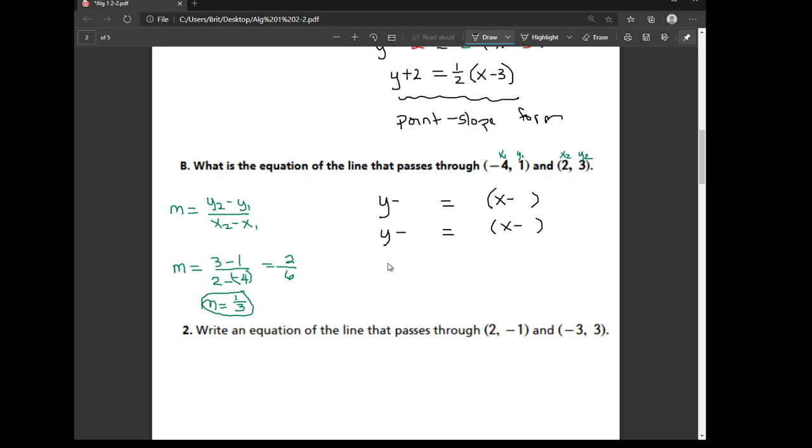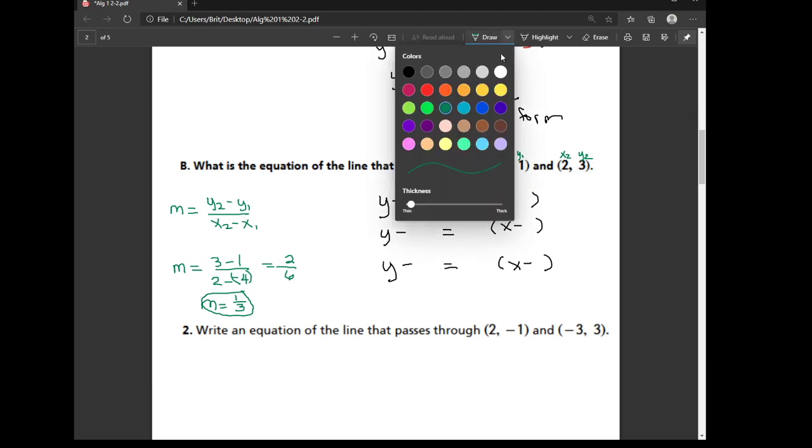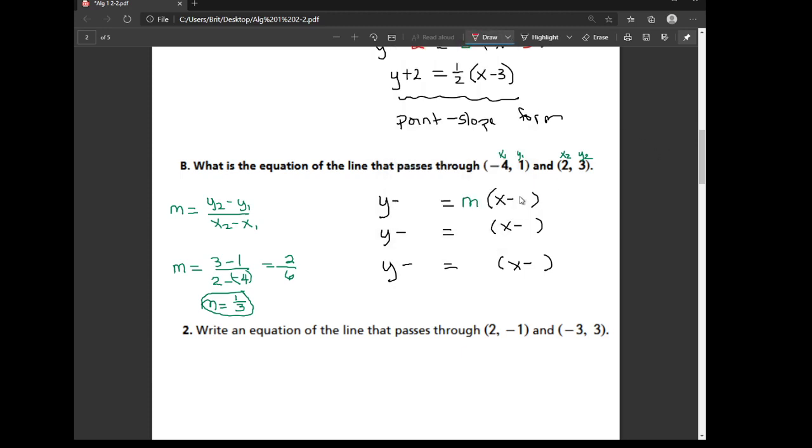So, just one more time, that way I can fill in the m's and the x's and y's so you see those. Just a reminder, the m, or the slope, goes here in front of the set of parentheses, and then my x1, y1 go in those other blanks.